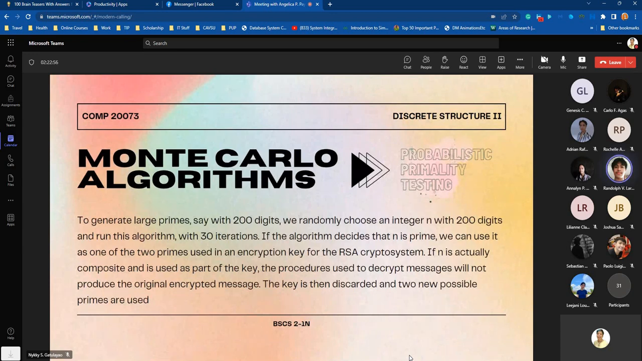To generate large primes, say with 200 digits, we randomly choose an integer n with 200 digits and run this algorithm with 30 iterations. If the algorithm decides that n is prime, we can use it as one of the two primes used in an encryption key for the RSA crypto system. If n is actually composite and is used as part of the key, the procedures used to decrypt messages will not produce the original encrypted message. The key is then discarded and two new possible primes are used. Next.